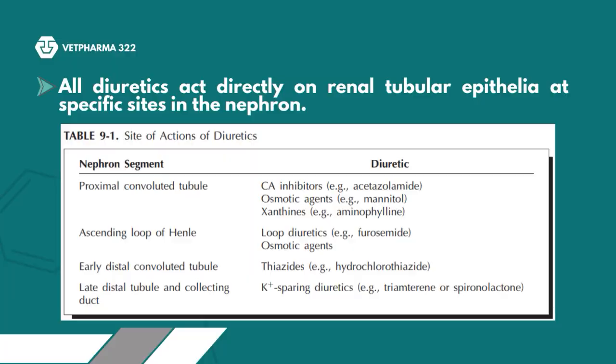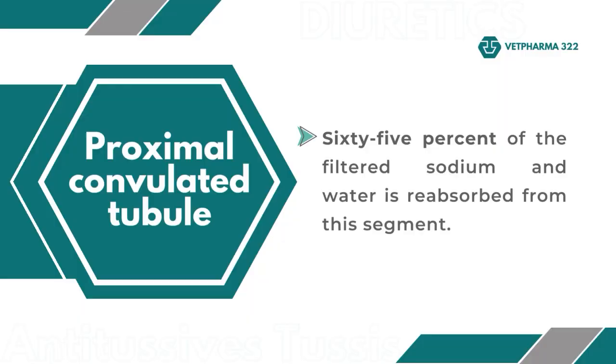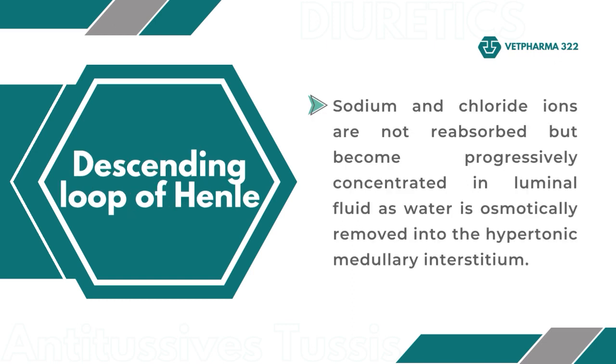In the proximal convoluted tubule, 65% of the filtered sodium and water is reabsorbed from this segment. In the descending loop of Henle, sodium and chloride ions are not reabsorbed but become progressively concentrated in luminal fluid as water is osmotically removed into the hypertonic medullary interstitium.